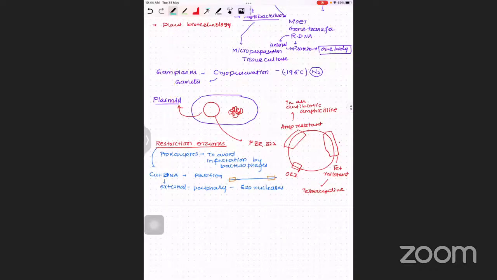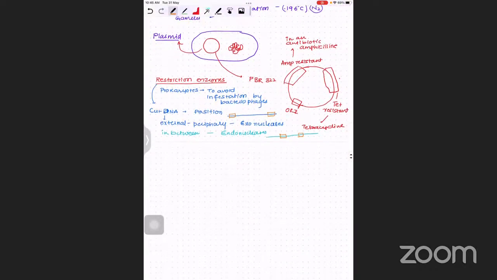If the restriction enzyme cuts the DNA in the center, okay, in between the peripheral regions, we call it endonuclease. That means it will cut the DNA at a particular position within, somewhere here. So they are called endonucleases. So what is the use of detaching the DNA?